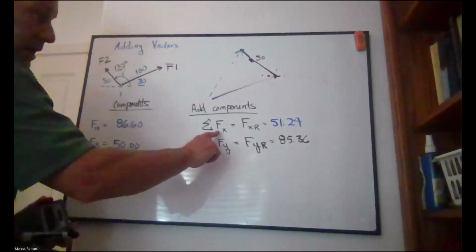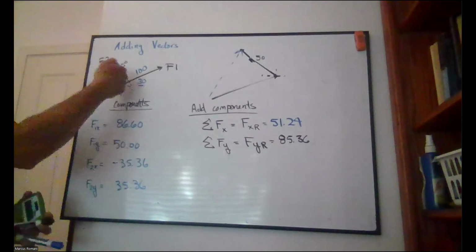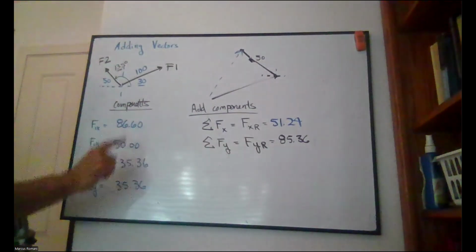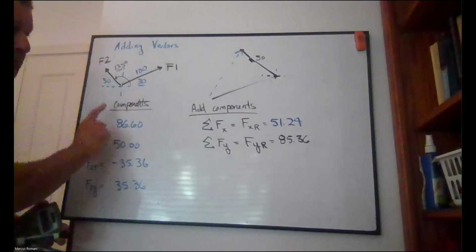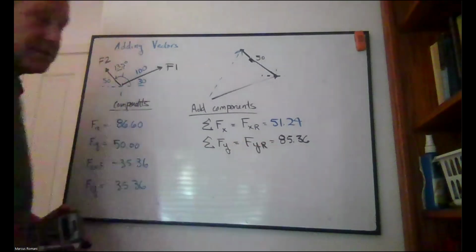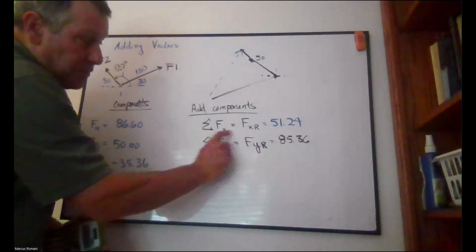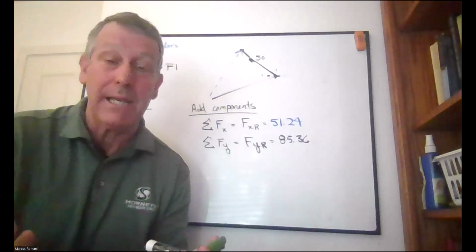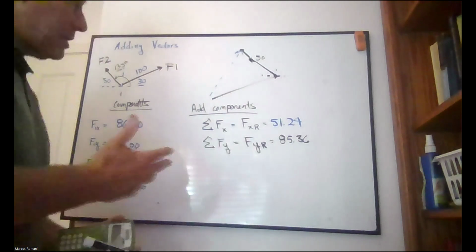Okay, so I got that the total X force of these two forces should be small because this is countering that forward pull. And I got 86.6 minus 35.36, which is 51.24. The total Y force should be pretty big because those two are working together. So I've got 50 plus 35.36, and I have 85.36. Instead of writing sum of the force in the X direction, I ended up calling it FXR, because I'm thinking, okay, I want to write a MATLAB program and notation like this would be convenient.